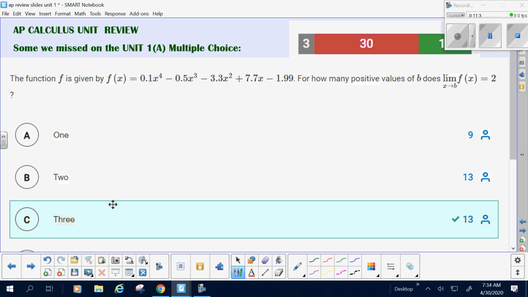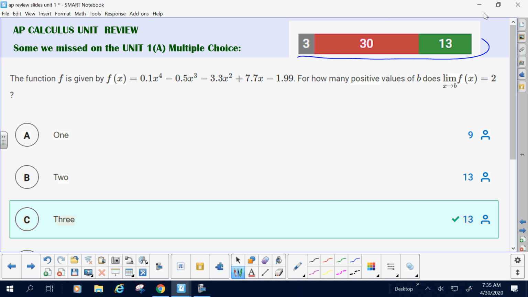So these are some of the most missed questions on the multiple choice unit 1 that you took not too long ago. You can see here, here's the numbers. On this question, which you took about 3-4 weeks ago, 43 people showed up to take this, and 30 of you missed it. So let's talk about, you can see the different answer choices and which one the correct one was, but let's go over this, all right?